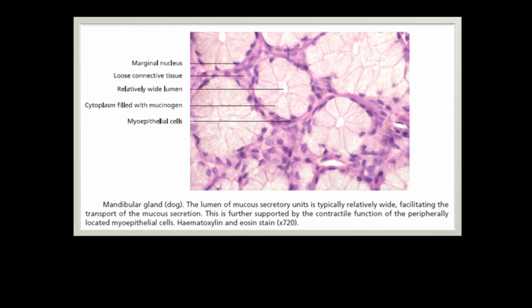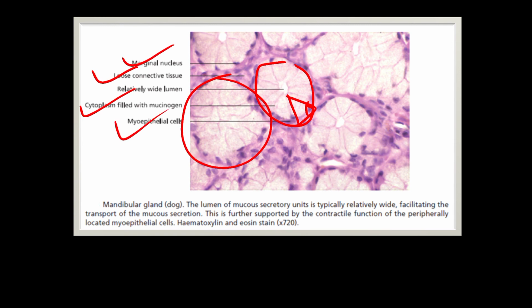After that, the marginal nucleus is there, means the nucleus is this, these are the cells and the nucleus is on the margin. So loose connective tissue is there in between the alveoli, these are the alveoli, and relatively wide lumen is there, cytoplasm filled with mucinogen. Myoepithelial cell is found in between the alveoli.